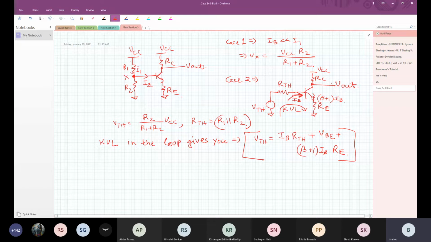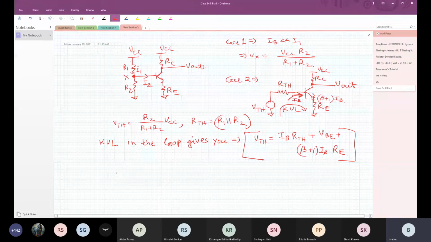Okay, so now let us see how this is the case 2. Now we will do the circuit that Subhadeep modified. Now Subhadeep, you are there? Yes, I'm present. Okay, you are there. Okay, good.